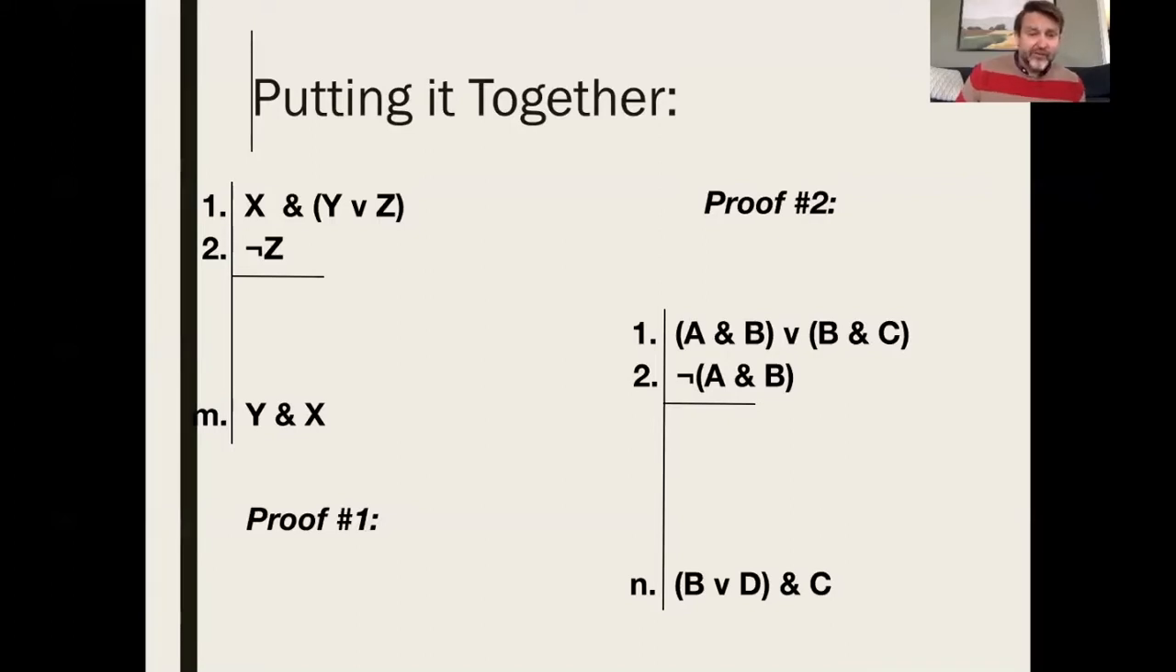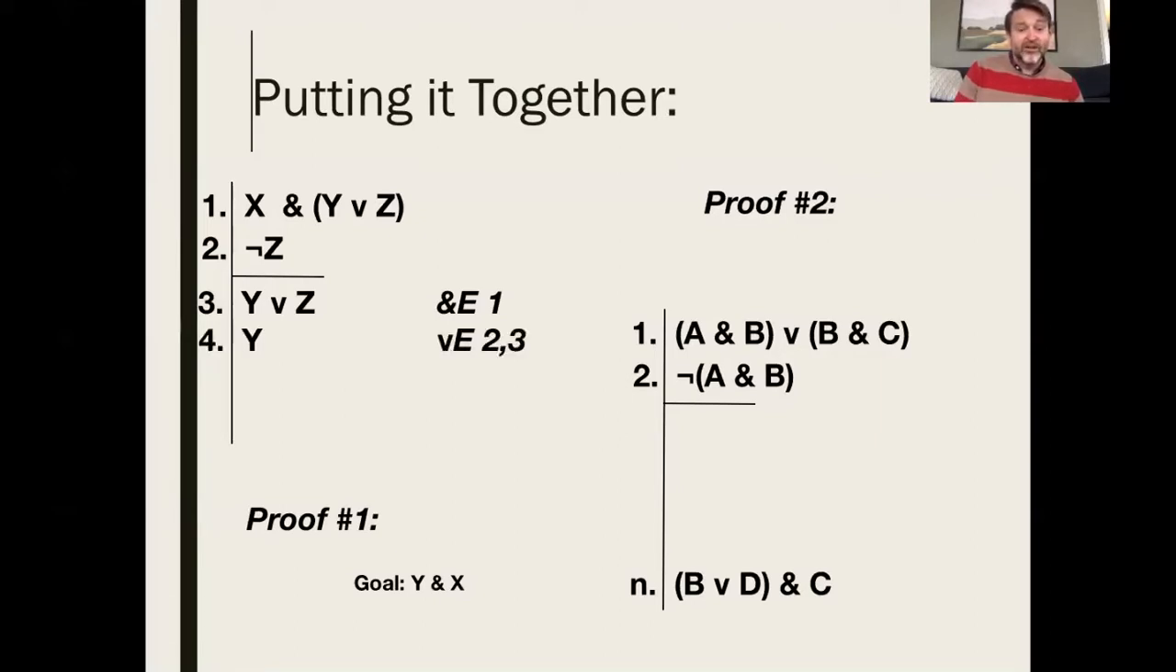Okay, so here's an example. I'm going to show you how these rules can be applied to derive some conclusion. Here's proof 1. In proof 1, we are given x and either y or z, and we are given not z. And we are asked to derive that y and x are true. How would we do this? Remember our goal here is y and x. How would we get there? Well, first of all, we might use conjunction elimination on premise 1 to derive y or z.